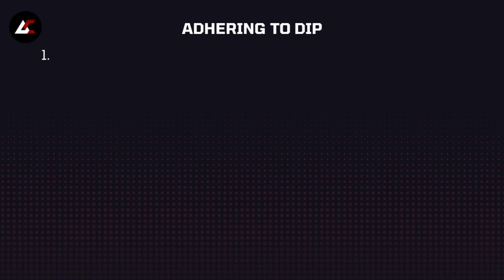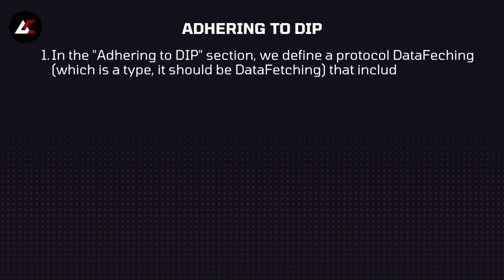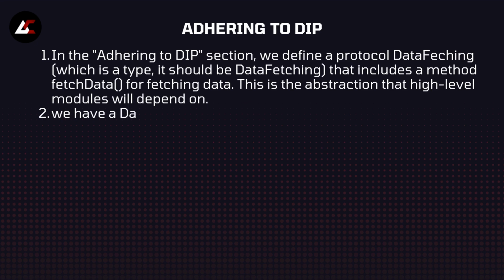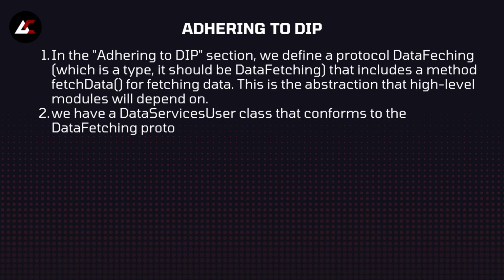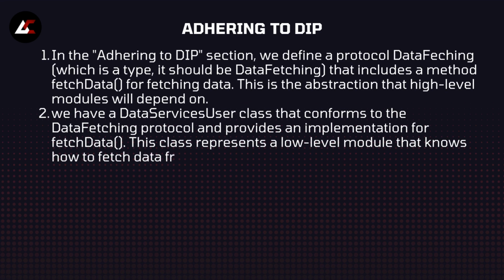Adhering to DIP. In this section, we define a protocol DataFetching, which includes a method fetchData for fetching data. This is the abstraction that the high-level module will depend on. We have a DataServiceUser class that conforms to the DataFetching protocol and provides an implementation for fetchData. This class represents a low-level module that knows how to fetch data from a specific source.